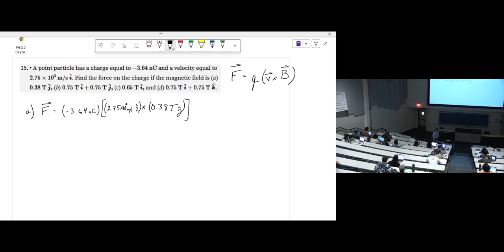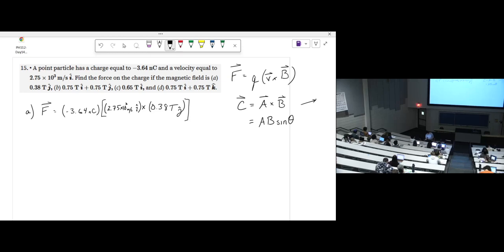Now, there may have been several different ways that you've learned how to take the cross product. I think we talked about it a little bit last semester. But one way to take the cross product is you can say that for a vector C, where C is equal to A cross B, one way to find C is you take the magnitude of A and B and multiply them together, and then take the sine of the angle between them.